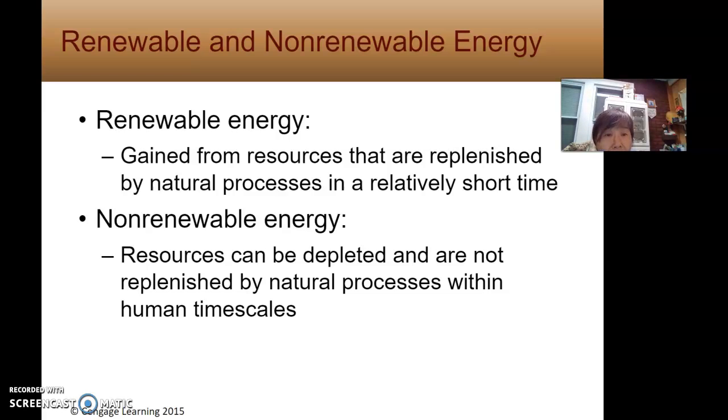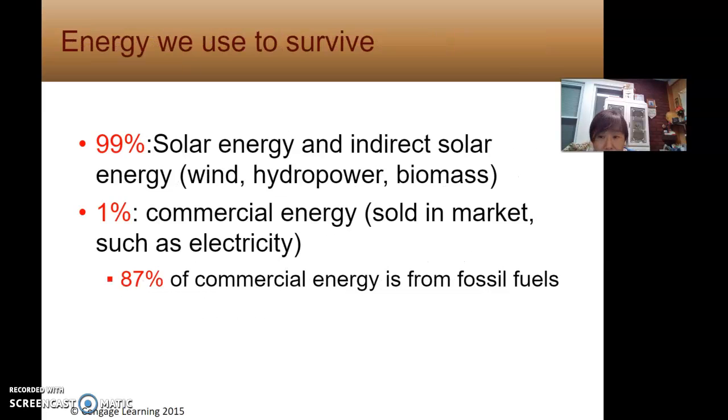Based on how quickly energy can be renewed by nature, we can divide it into two categories. Renewable energy is gained from resources that are replenished by natural processes in a relatively short time, maybe like a human lifetime. However, non-renewable energy resources can be depleted and are not replenished by natural processes within human time scales. That means after we use it, it will take so long to replenish that it almost means it is gone to us.